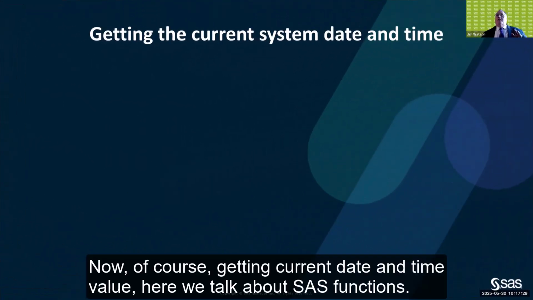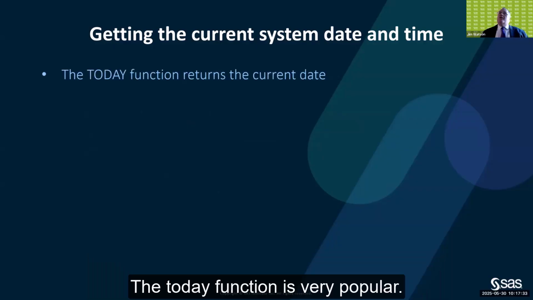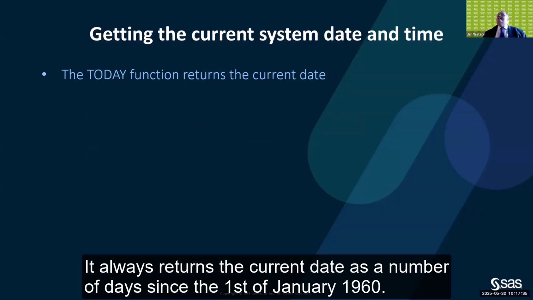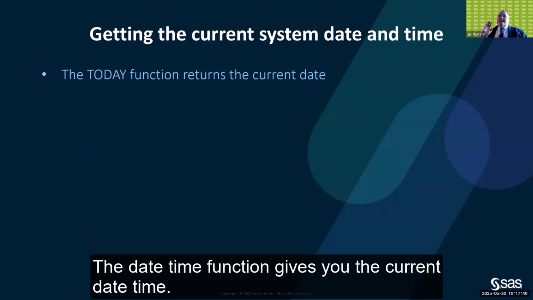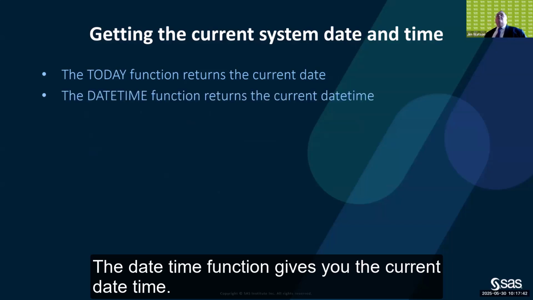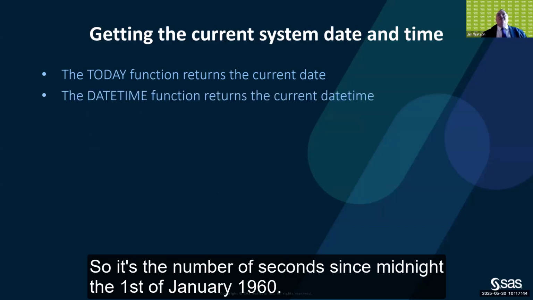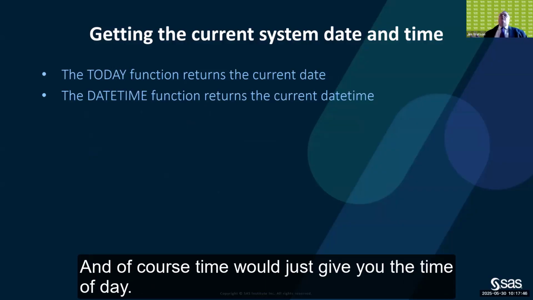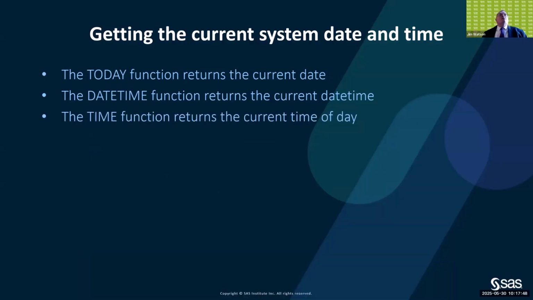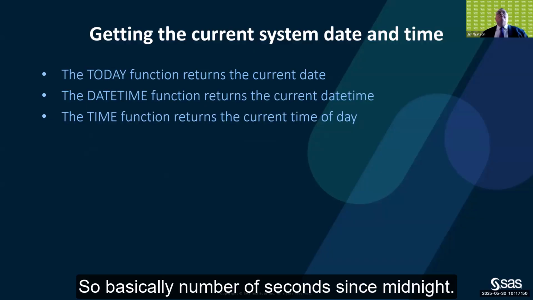Now, of course, getting the current date time value, here we talk about SAS functions. The Today function is very popular. It always returns the current date as a number of days since the 1st of January 1960. The Datetime function gives you the current date time, so it's the number of seconds since midnight, the 1st of January 1960. And of course, Time would just give you the time of day. So basically, the number of seconds since midnight.